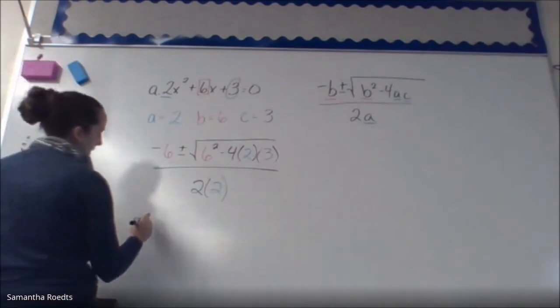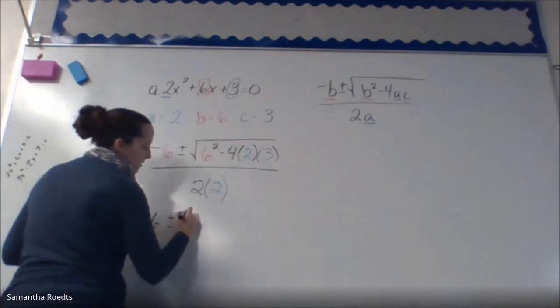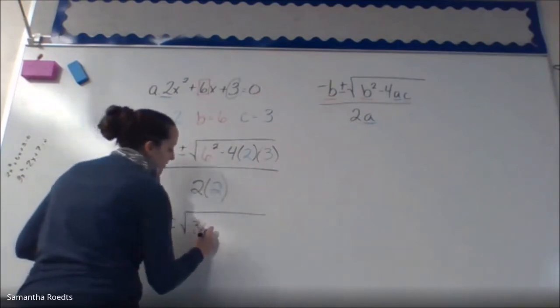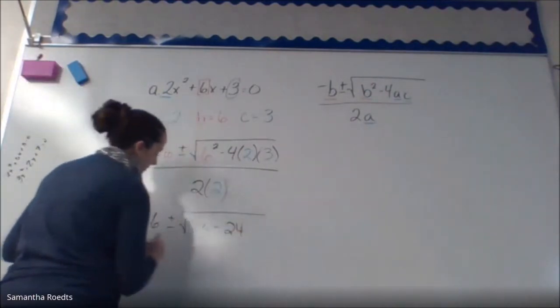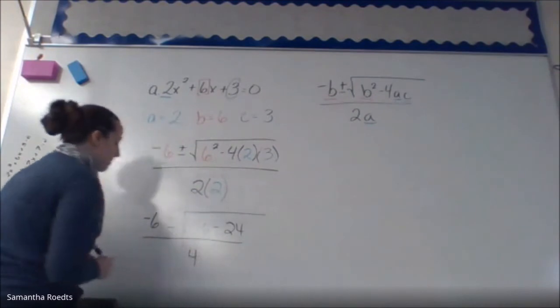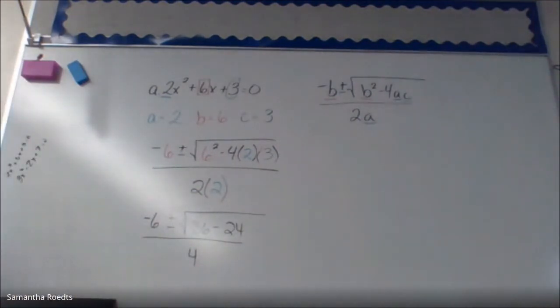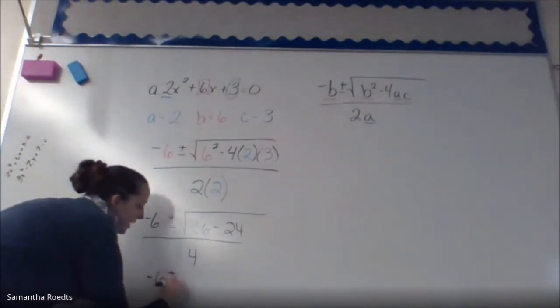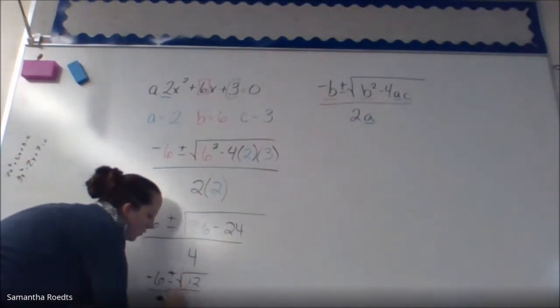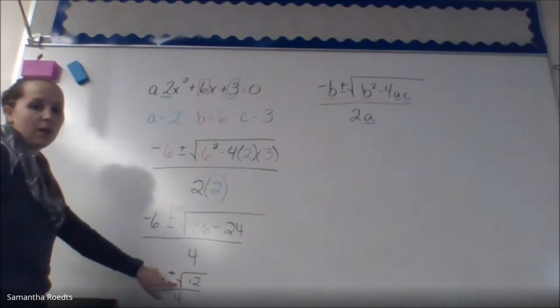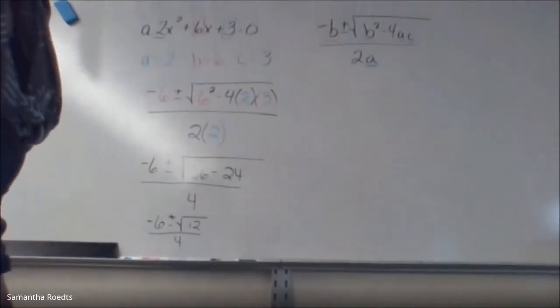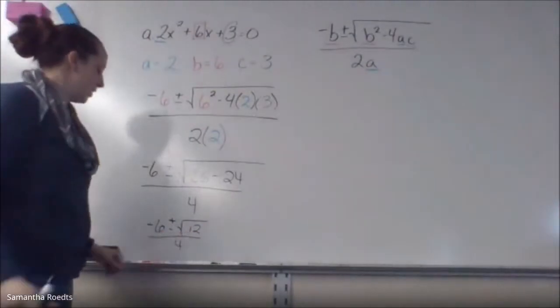So I'm going to go ahead and simplify. Negative 6 plus or minus 6 squared is 36. 4 times 2 is 8 times 3 is 24. Okay. 2 times 2 is 4. Okay. So from there, this gives me negative 6 plus or minus square root of 12 over 4. Now I need to simplify the square root of 12.